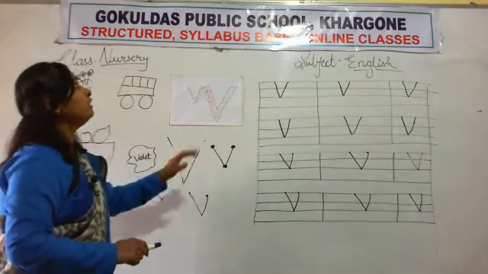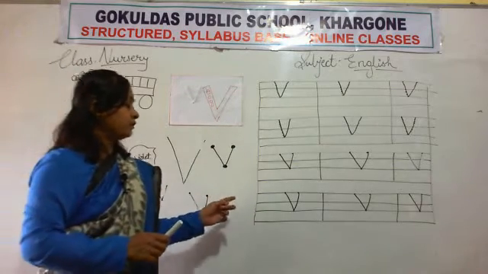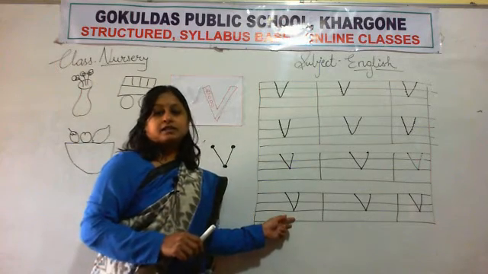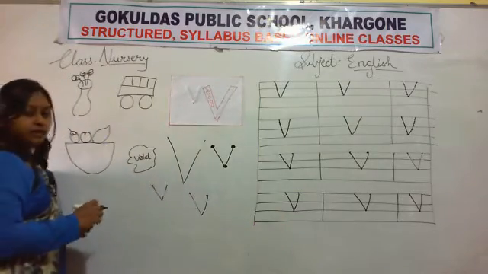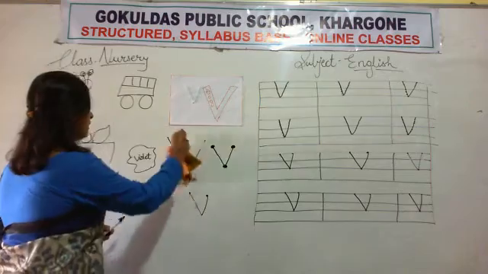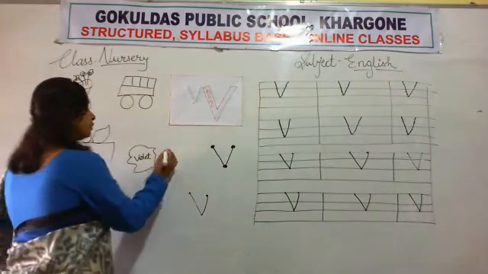So what have we learned today? We have learned the formation of letter V. This is capital V. If you don't know how to write it, once again I will show you.